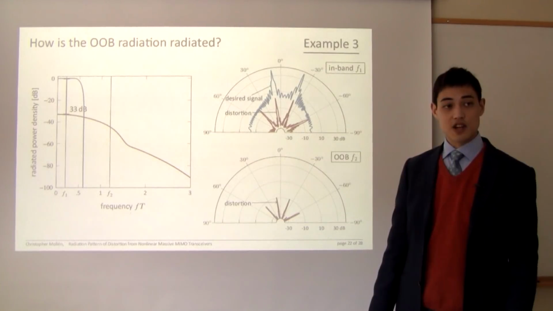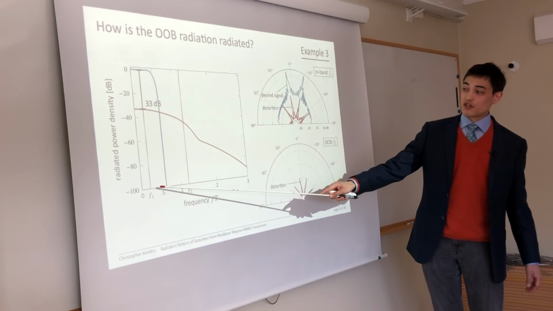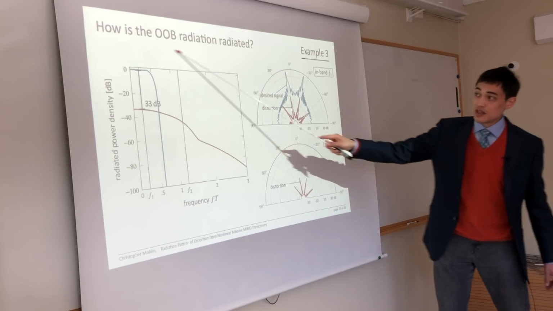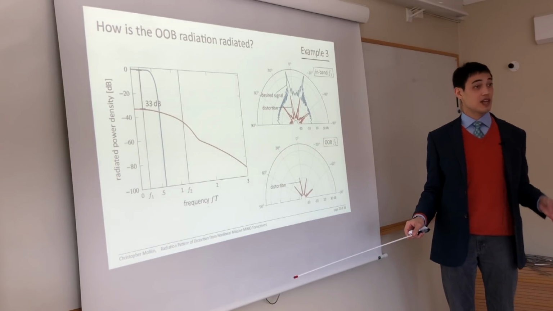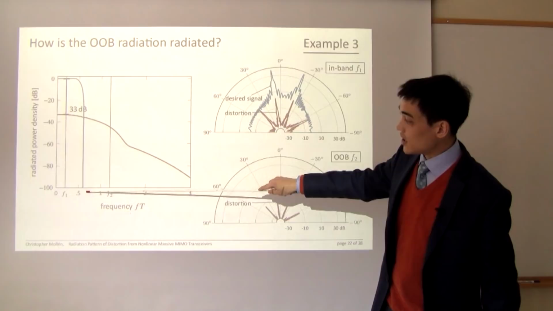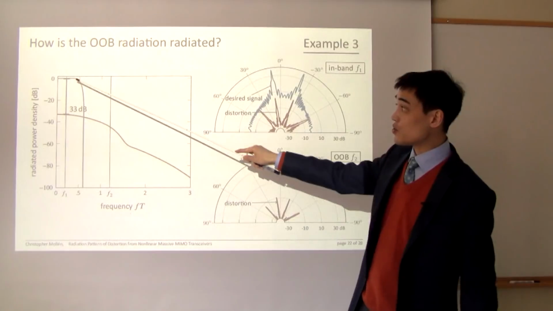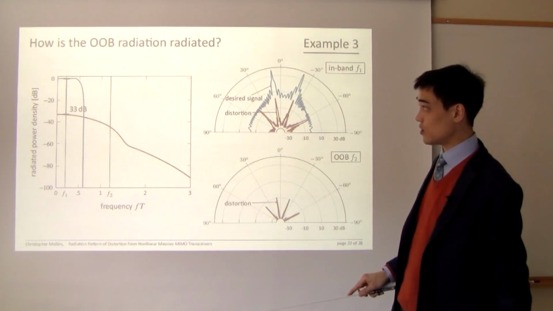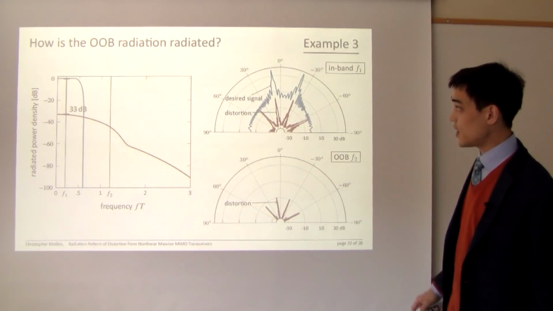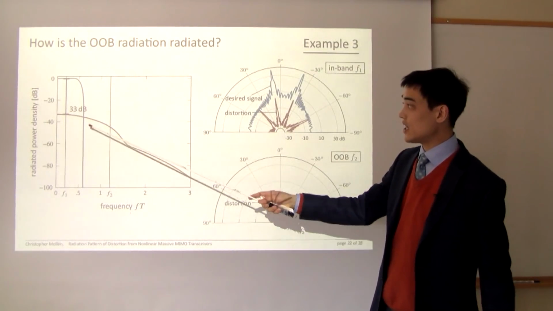Now let's look at the third example, where we will be looking at the out-of-band radiation. Up until now, we have been looking at the radiation pattern at frequencies inside the allocated band. What we see here is the power spectral density of the transmit signal at one of the antennas. The blue curve shows the desired signal, and it is band limited to about 0.6 in normalized frequency. It's a root raised cosine with roll-off factor 0.22. The red curve shows the power spectral density of the distortion. And as you can see, the distortion is not confined to the same band as our desired signal. It leaks outside the band.